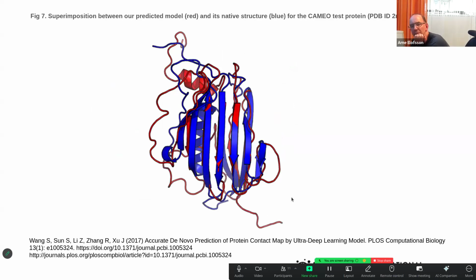So this was an example of a prediction in CASP 12, I guess, or CASP 11 maybe, where they used this method. You can see that the red one is the native structure, the blue one is the predicted one, and they are quite accurate. So this was a success in this case.